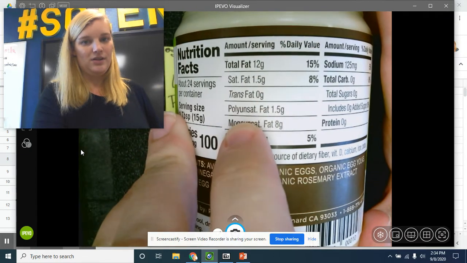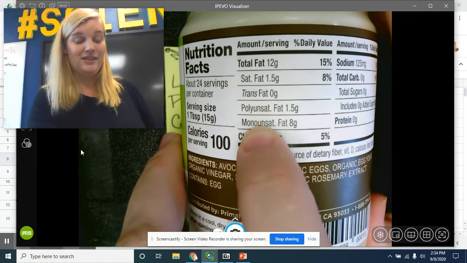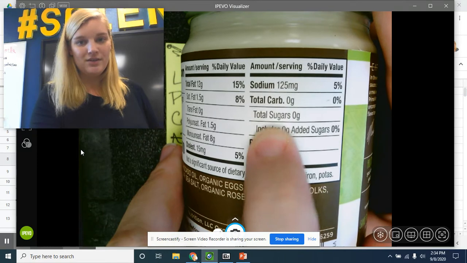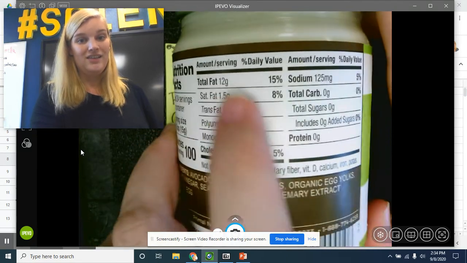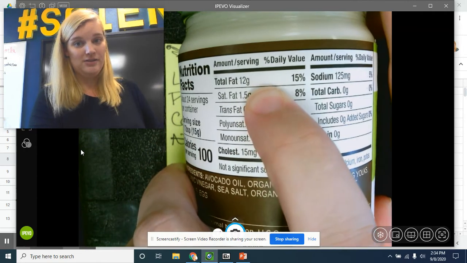Now, we're not going to go into all these different polyunsaturated, monounsaturated fats. But when you look over here, no carbs, there's no sugar in it, and there's no protein. This is a source of lipids, and purely lipids, when we're talking about our macromolecules.